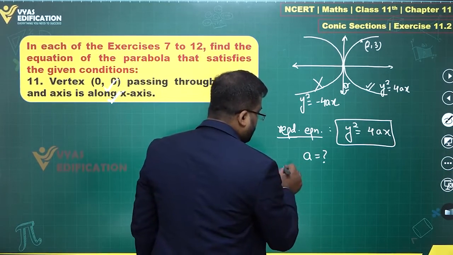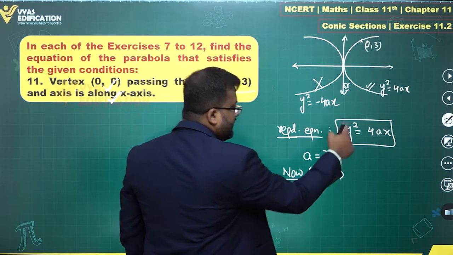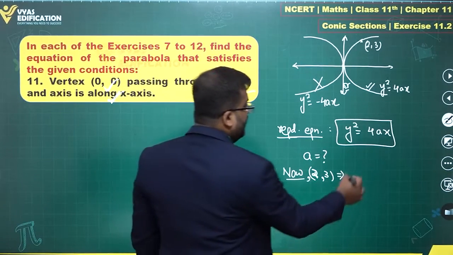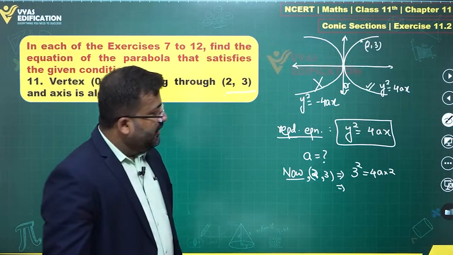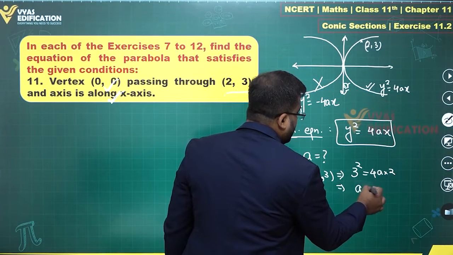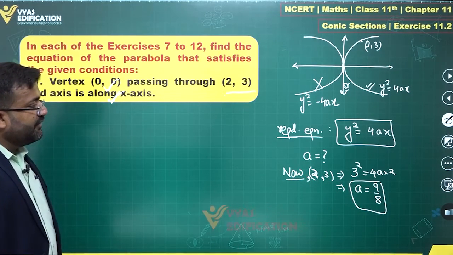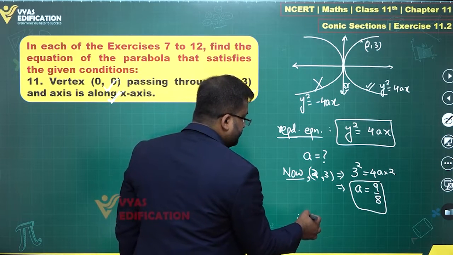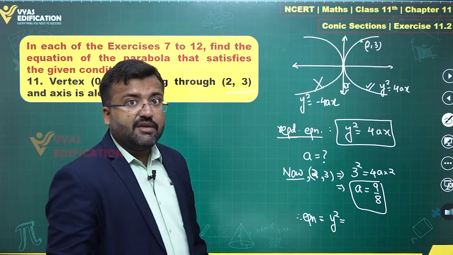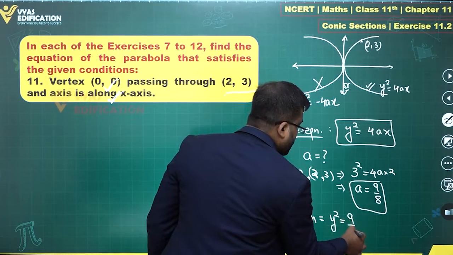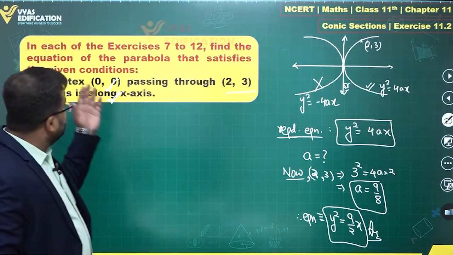So, now we can say that (2, 3) lies on this parabola, which implies that 3 square will be equal to 4a times 2, which tells me that a will be equal to 9 by 8. Once we identify the value of a, the equation is y square is equal to 4a x, which is 4 into 9 by 8, which is y square is equal to 9 by 2 x. This is the required equation for the conditions as given over here.